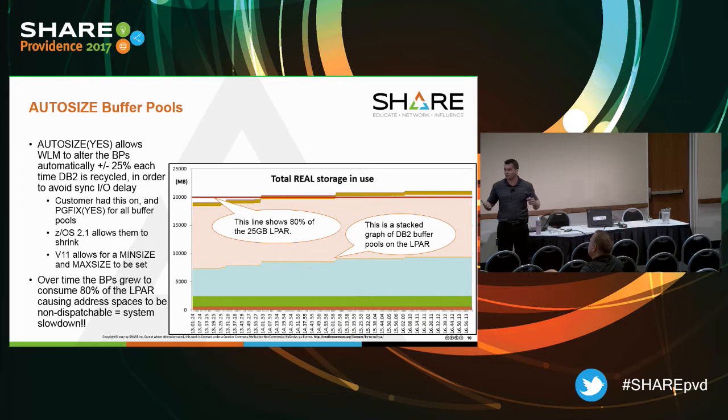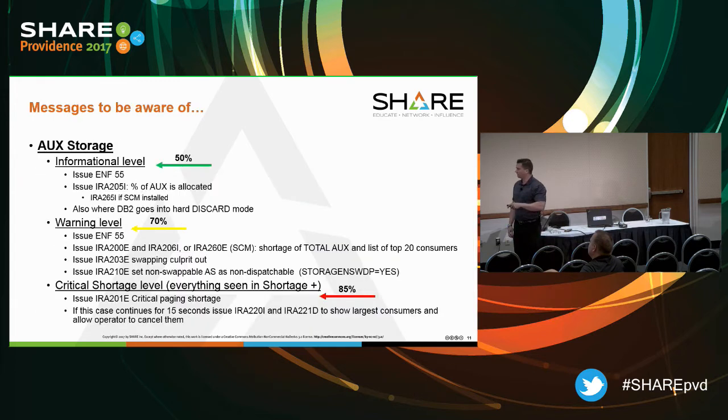So at 10 a.m. on Monday, the LPAR ground to a halt, and they had to bounce DB2 to get rid of it. They had to bounce DB2, alter the buffer pools, page fix no, and then bring it back up again. So watch out for that one. Fine if you want to do it in a test LPAR, but be careful with auto size. And in 11, at least, you can set the min and max, so it won't run away on you.